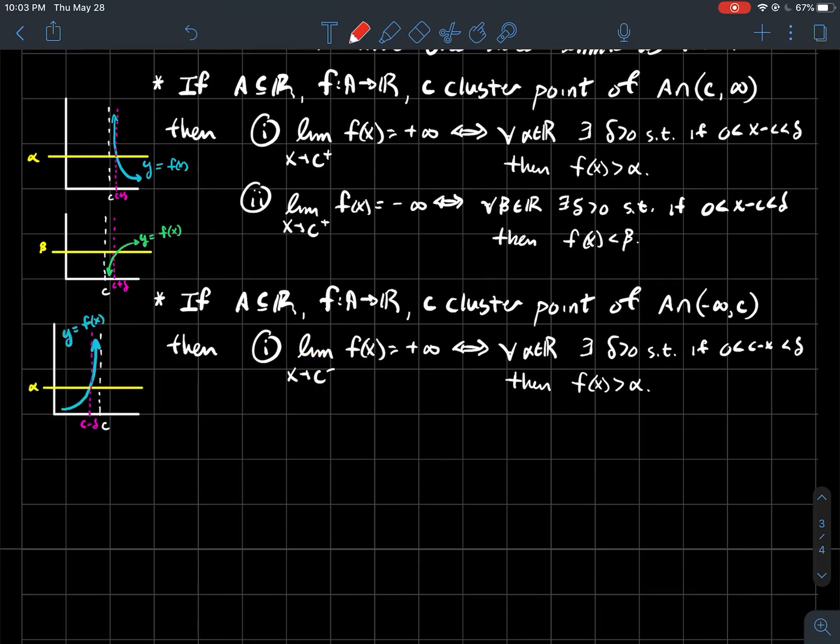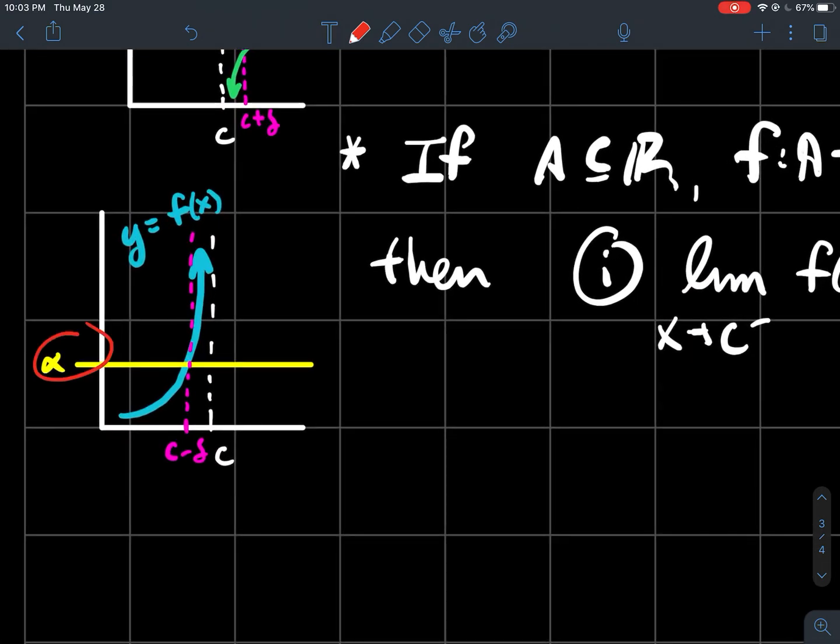I've got a picture for you over here. Same idea: for any alpha you were to throw down here, you should be able to find some window around c so that if I take any x value in that window and look at its corresponding y value, again, it's above alpha.